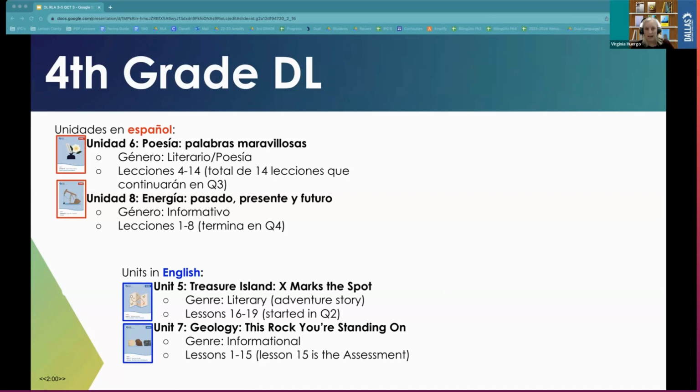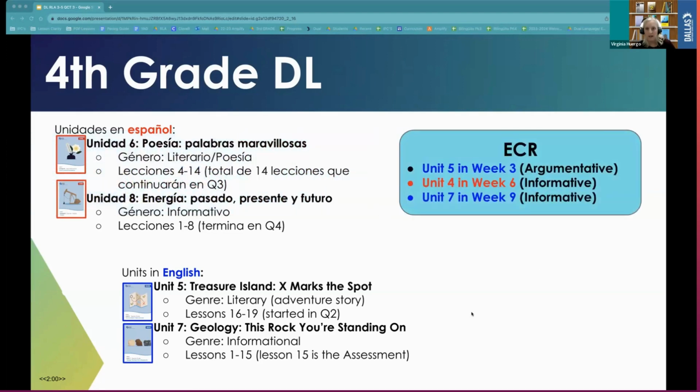Then you will go into Unit 8 in Spanish, Energía, Pasado, Presente y Futuro. Lots of informational text. It's sort of like a research unit, which does not have an end of the unit assessment. We are starting with lessons 1 through 8, and they finish in quarter 4. Please, for this, make a note to ask for the books, because even though there are some articles, you will have the books for Unit 8, which is La historia de los combustibles fósiles y el niño que domó el viento. That information is in the introduction.